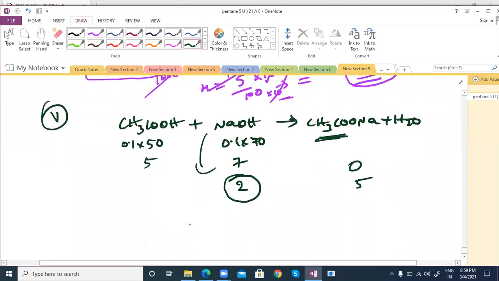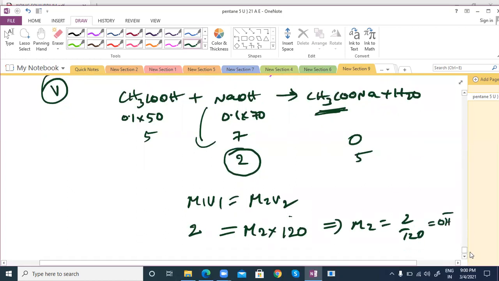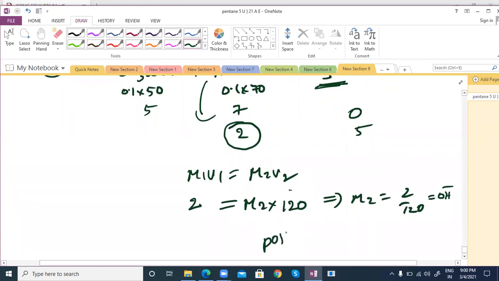So pH is going to be determined by the strong base. Now again here you have to use the M1V1 formula, M1V1 equal to M2V2. M1V1 is 2, you got it. Remaining concentration M2 I don't know, but the volume you know, 50 plus 70, which is 120. Then calculate M2 value, 2 by 120. This is the concentration of OH minus. Keep in mind. Then you can directly use the strong base formula, pOH equals minus log of 2 by 120. So now you will get your direct answer. Got it?